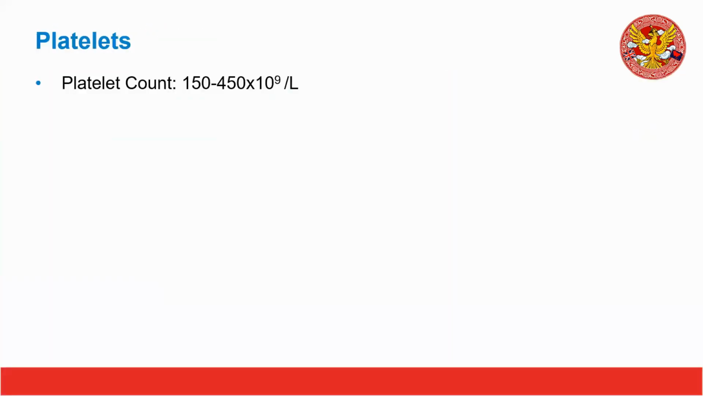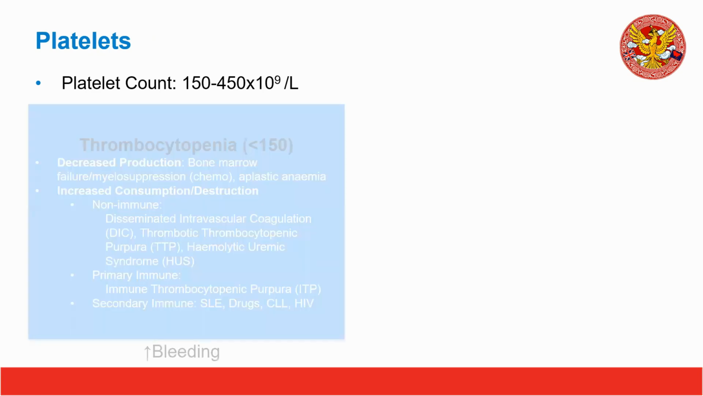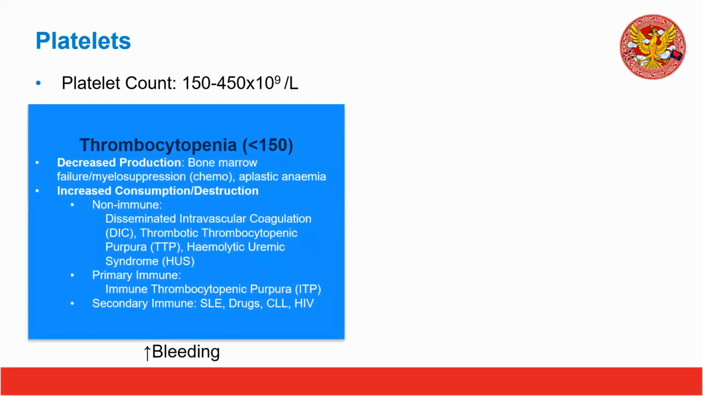Finally, we'll look at your platelets. So the normal platelet count goes from 150 to 450. And we're thinking about if there is a decrease in your platelet count, so less than 150, called thrombocytopenia. What you need to think about here essentially is there's either a decreased production of platelets, or there is an increased consumption or destruction of platelets.